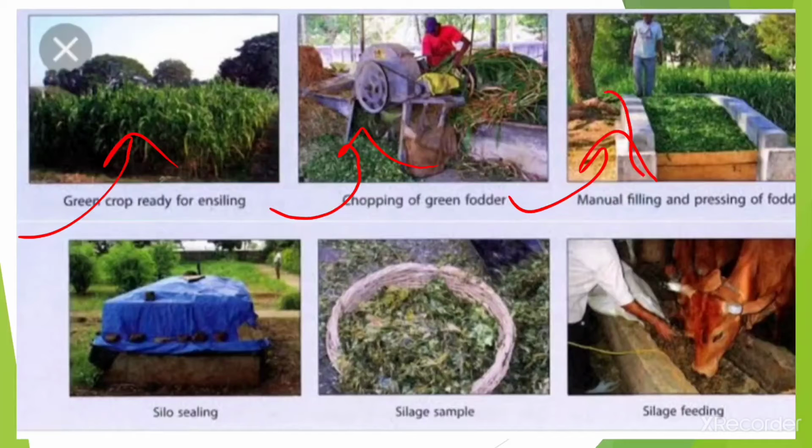This is the horizontal type of silo. After that, this silo is sealed from all sides and allowed to ferment for about 2 to 3 months. After that, when it is ready for feeding, it is removed from the silo, and this is the silage sample, and here is the process of silage feeding.